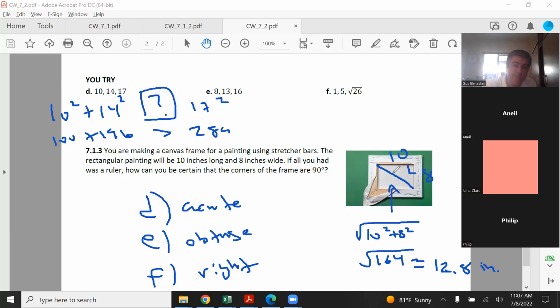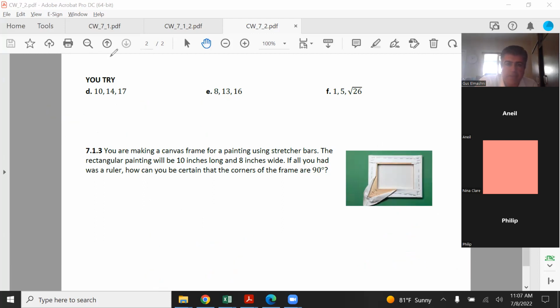If it doesn't, then I know that something's up here. That is not a right angle. But I would expect this to be 12.8. Or you can take a piece of string and then measure it, and it should measure 12.8. That would guarantee. If we're more than 12.8, then you know this is greater than 90 degrees. If it's less than 12.8, then you know it's less than 90 degrees, and therefore it's acute. So if that makes sense for that one.